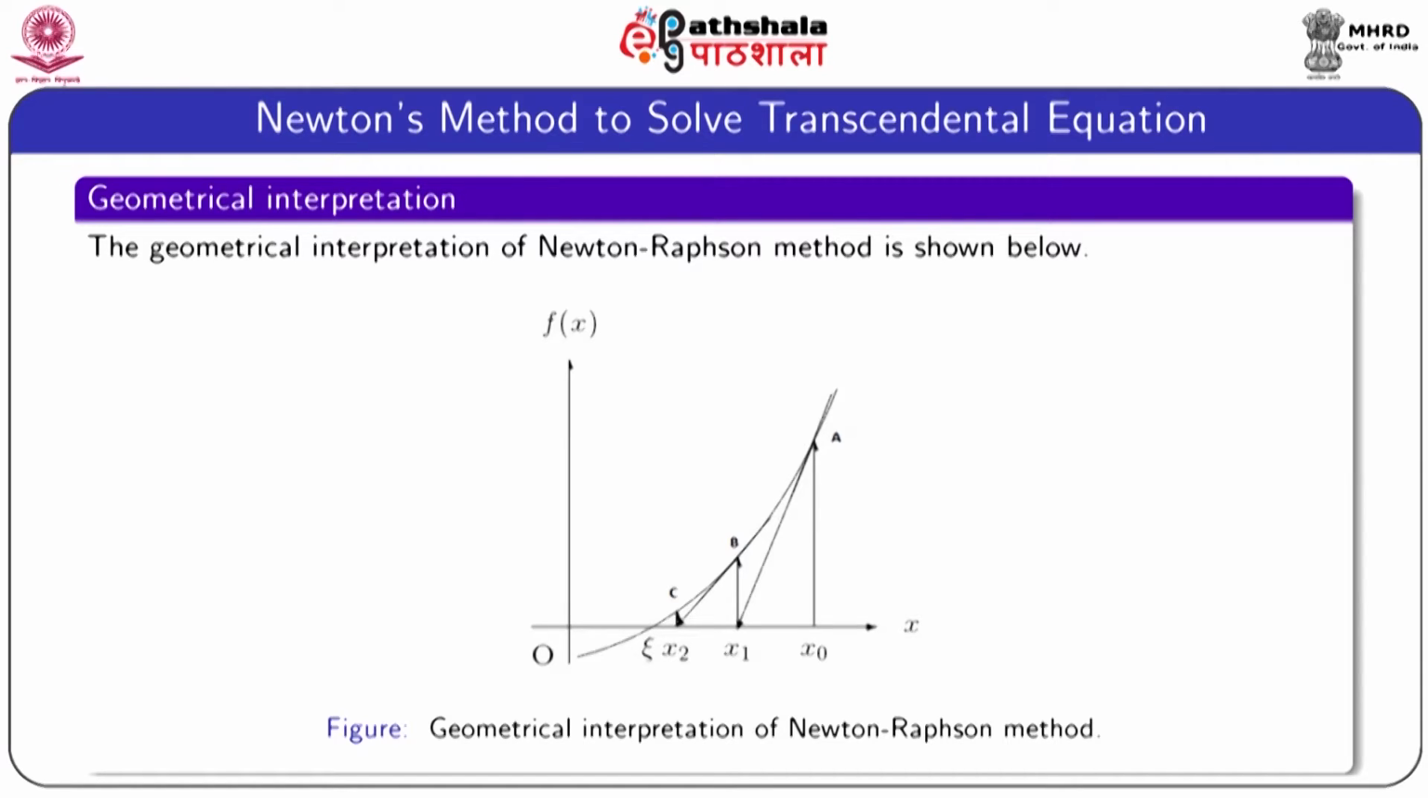x-axis at the point x2, and then we draw another tangent at the point C, and gradually the tangents generate a sequence of numbers, and that sequence goes to the exact root xi, which is the intersection of the curve and the x-axis. So a lot of tangents are drawn in the Newton-Raphson method. For this reason this method is also known as the method of tangents.